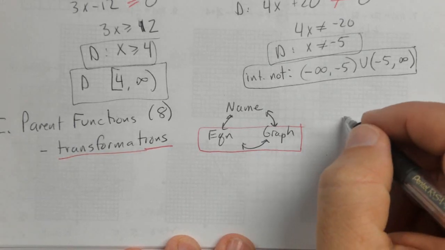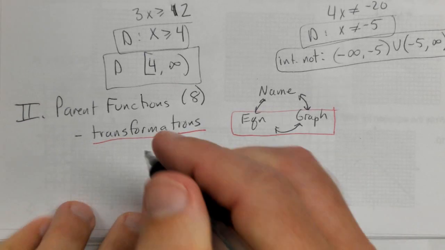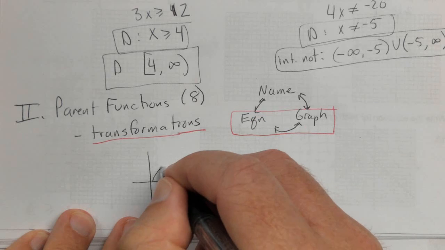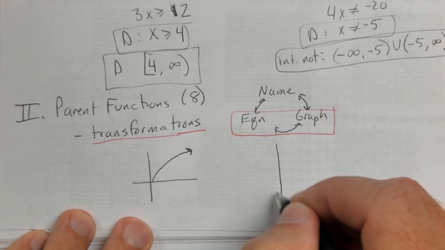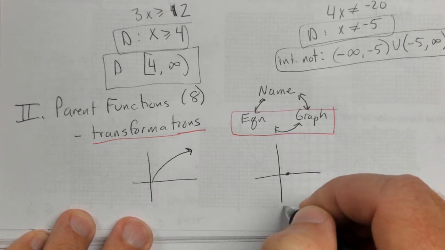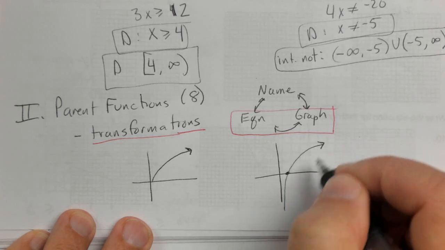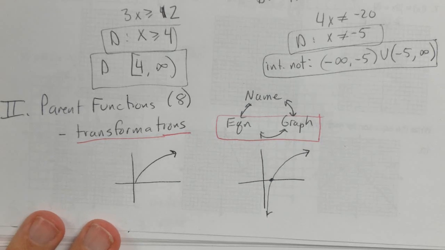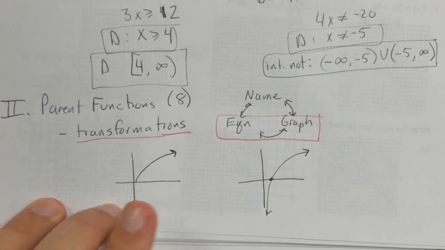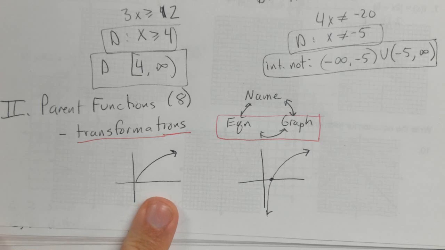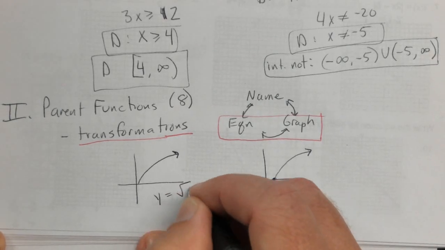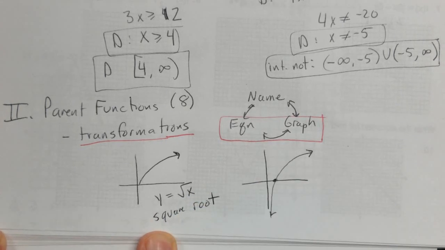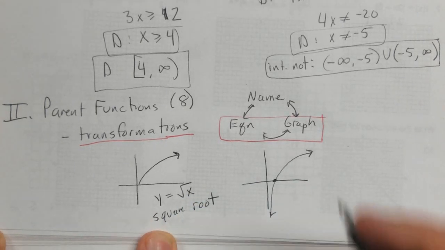The only two that I wanted to call your attention to for parent functions were the two that look the most alike, especially on a calculator graph that doesn't get things quite perfectly. Like those two look pretty similar. What's that first one? Square root. And what's the second one? The log graph.